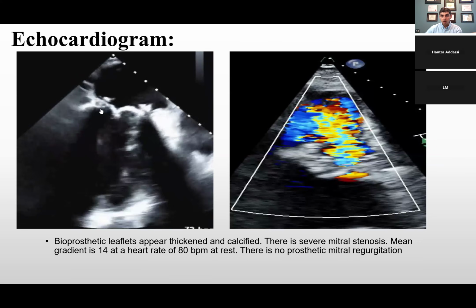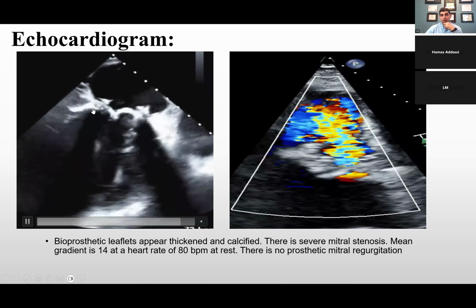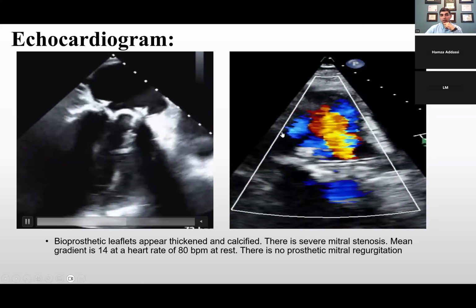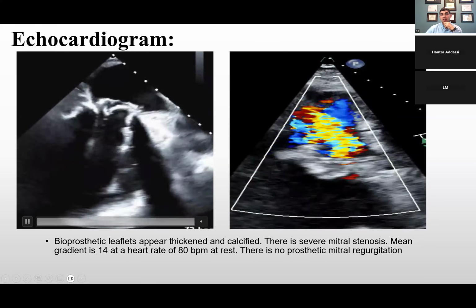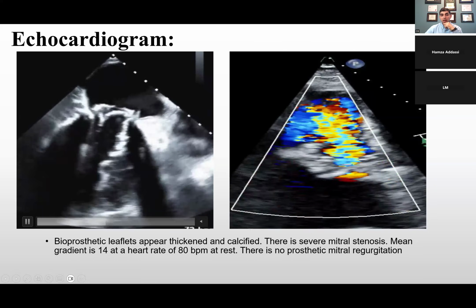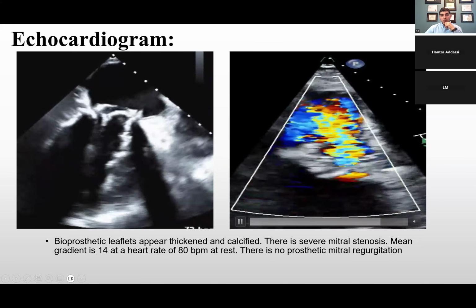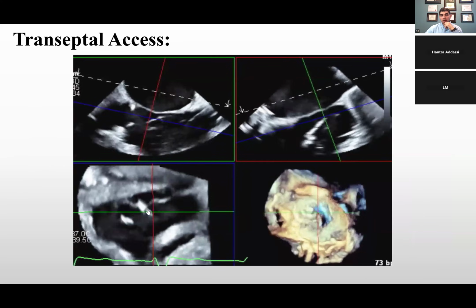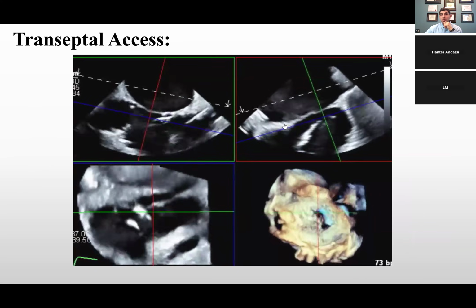Okay, so right here, if you look at this image right here, this is the mitral valve, and you can see it's not opening at all. So this patient has severe mitral stenosis. And then we use CT scan to prove that and to size everything. So what did we decide to do in this case?